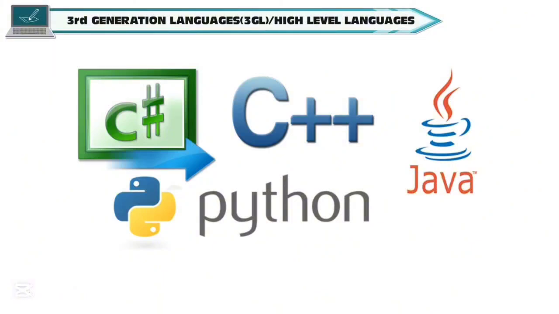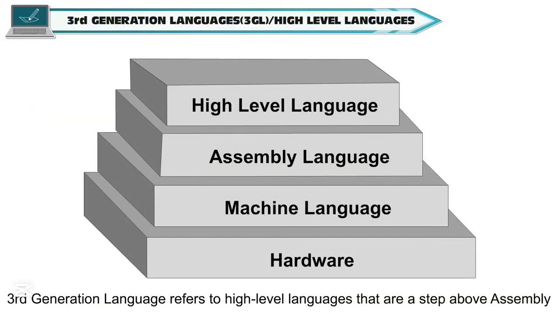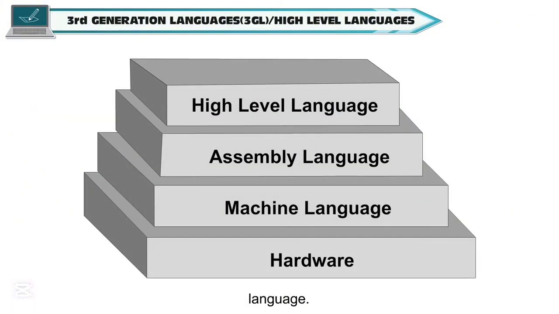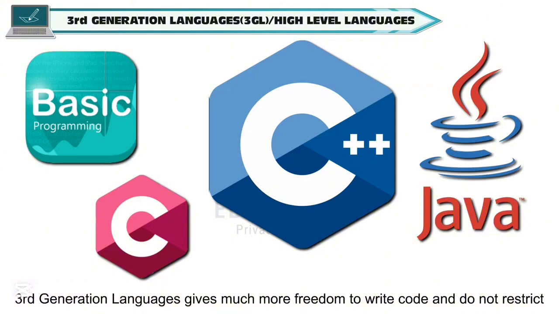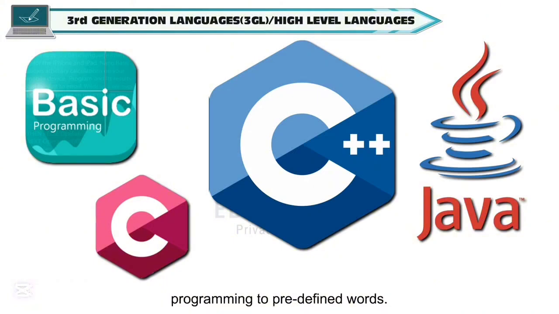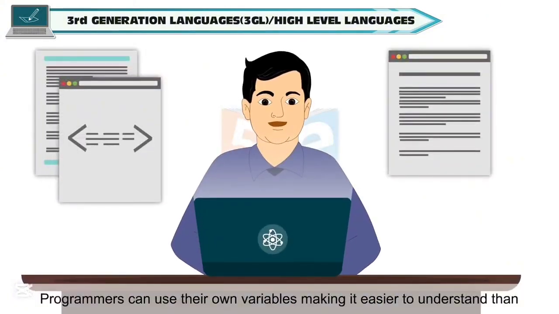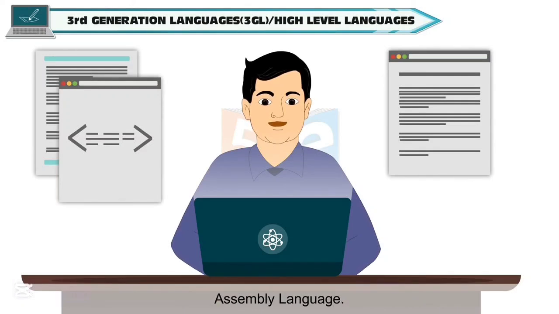Third generation languages or high level languages. Third generation language refers to high level languages that are a step above assembly language. Some of the popular programming languages used today are from the third generation. Third generation languages give much more freedom to write code and do not restrict programming to predefined words. Programmers can use their own variables, making it easier to understand than assembly language.